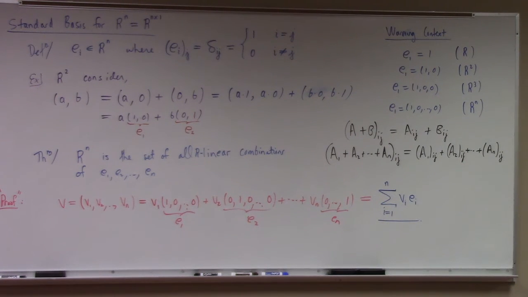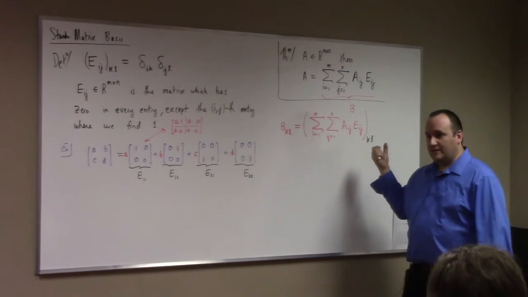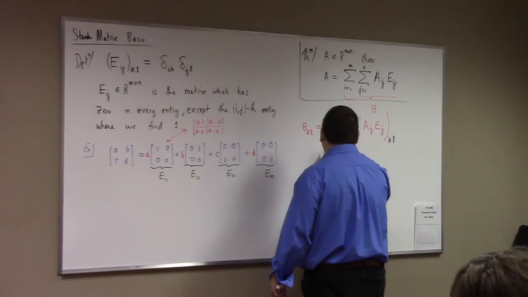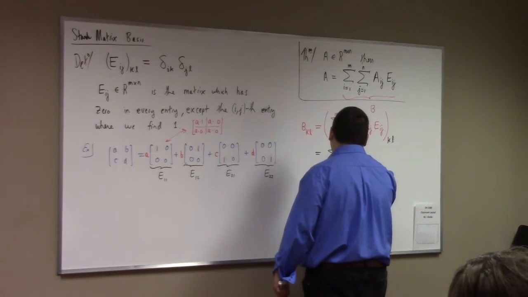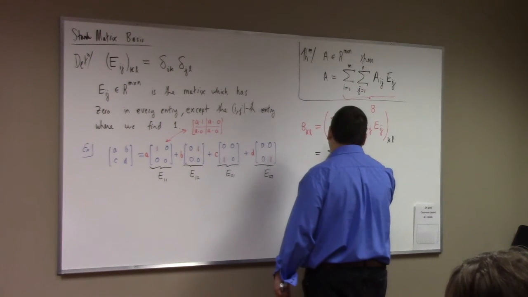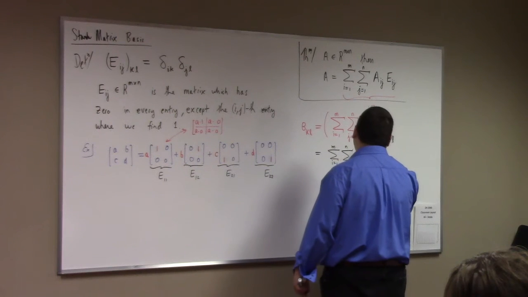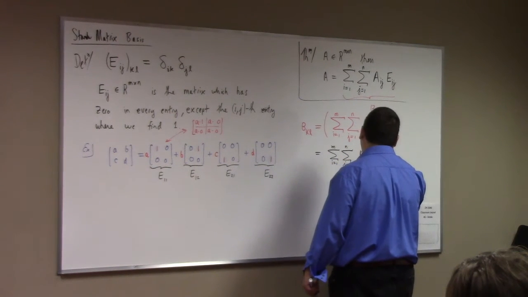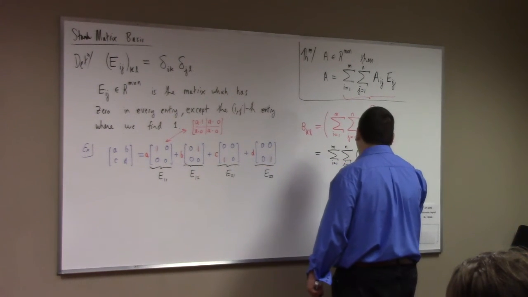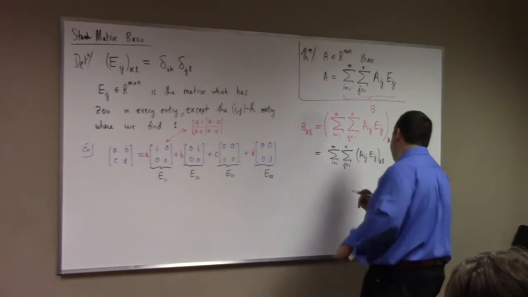So we want to show that these things are equal. So we look at the klth component. Now, by the lemma over there that I haven't proved yet, the klth component of this is just the sum of the klth components in question. So we have a_ij, E_ij, the klth component of that.